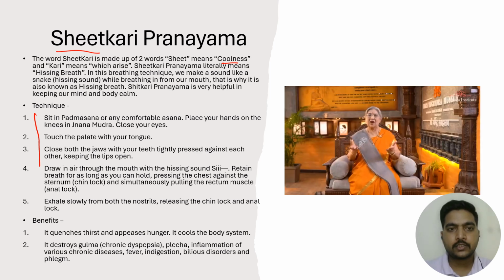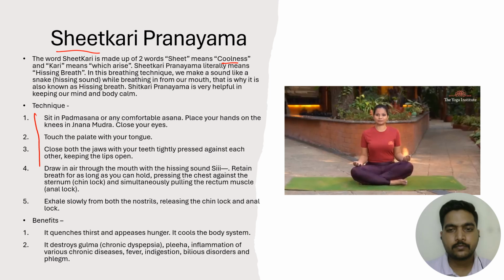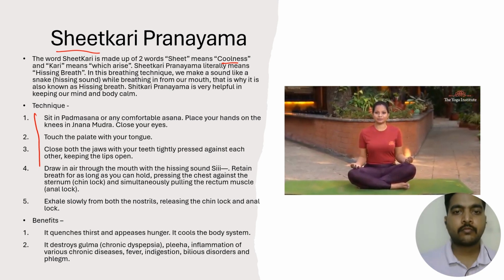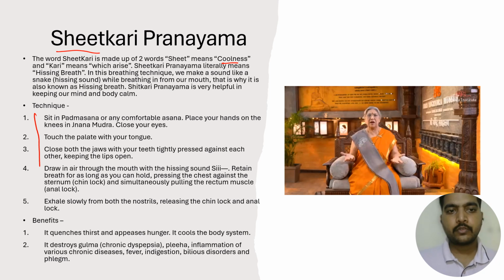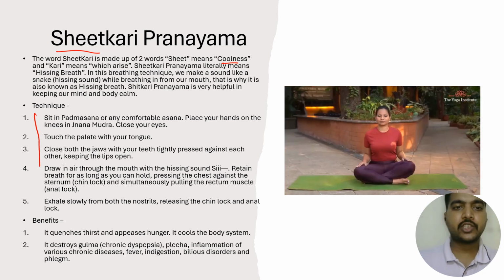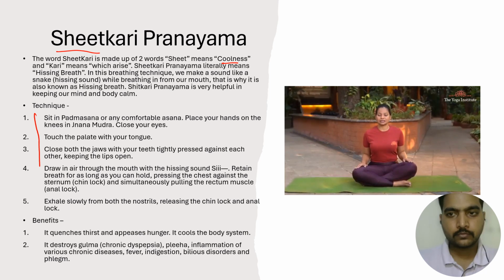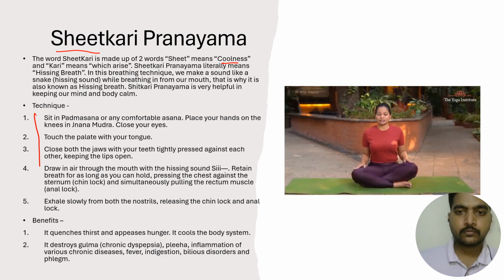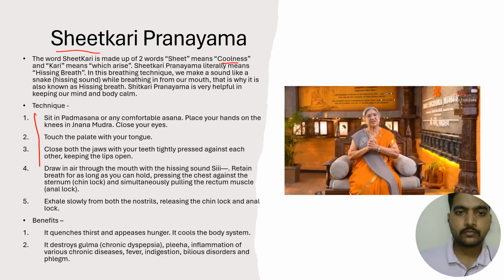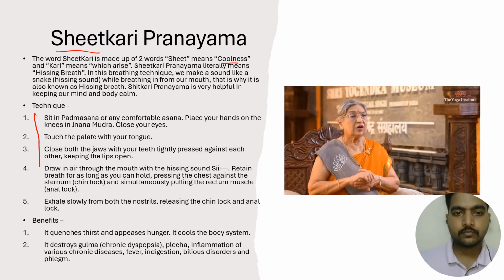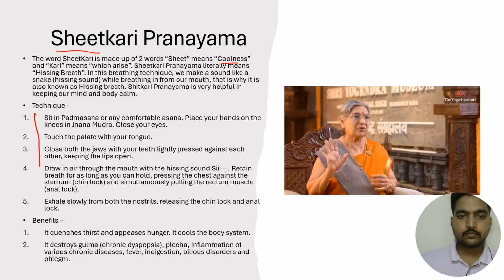Now understand how to do it. Sit in any meditative posture with your spine erect and the chin parallel to the ground. Relax your palms on your thighs. Close your lips, clench your teeth, push your tongue towards your teeth, and inhale from the mouth with a hissing sound. And now exhale out with your nose. Do 3 sets of 10 rounds.